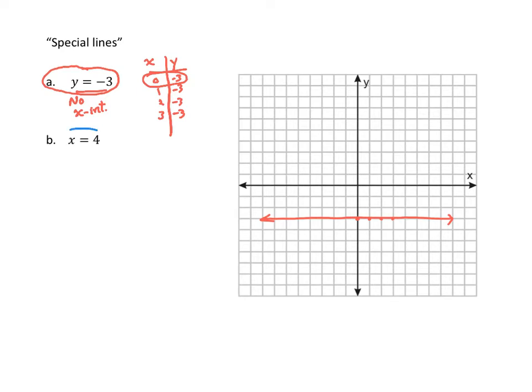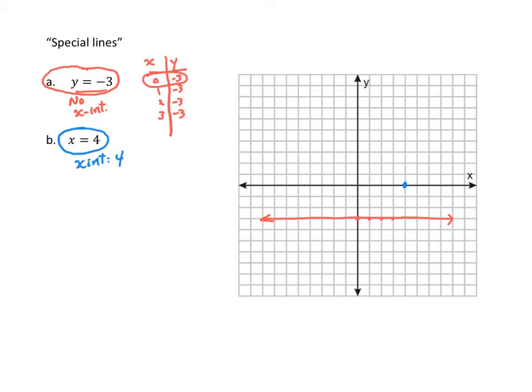So the next line, x equals 4, is going to have an x-intercept of 4, which would be 1, 2, 3, 4 here. There's the x-intercept of 4. But on this one, every x value has to be 4. It doesn't tell us anything about how to find the y values.